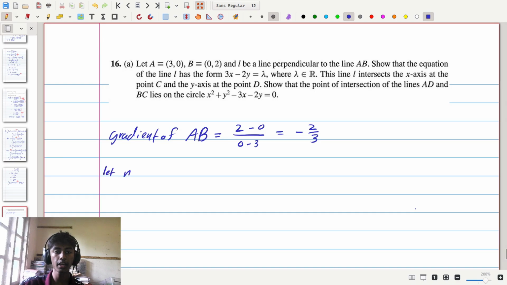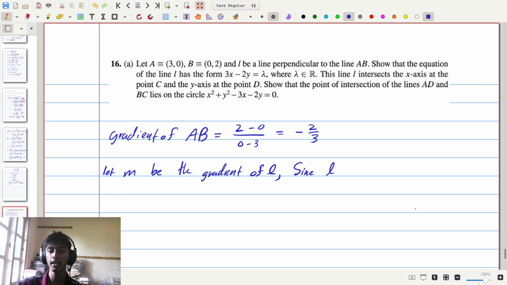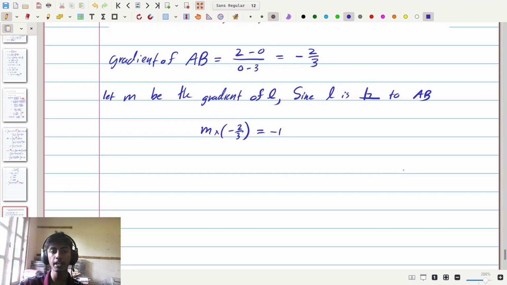Now if the gradient of AB is minus 2 over 3, then we can say, if we let M be the gradient of L, then since L is perpendicular to AB, M times -2 over 3 must be equal to -1. And from that, rearranging, we get M equals 3 over 2, meaning the gradient of the line L is 3 over 2.